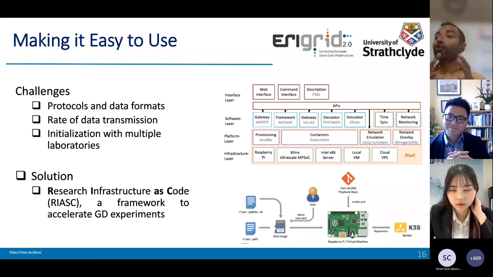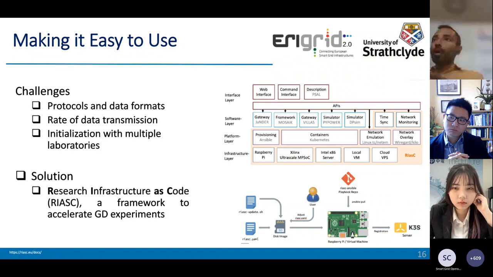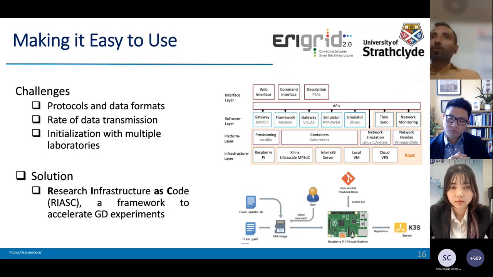Which part of the simulation would you start first? That becomes a challenge. That is where we are working towards a solution called RIASC, that is Research Infrastructure as Code. The intention is to automate most of these processes, to provide a simple API sort of interface that will be able to connect to all protocols and all data formats, cater for any rate of data transmission that you might want, and also have scripting that allows for automatic initialization when you have multiple laboratories connected together.